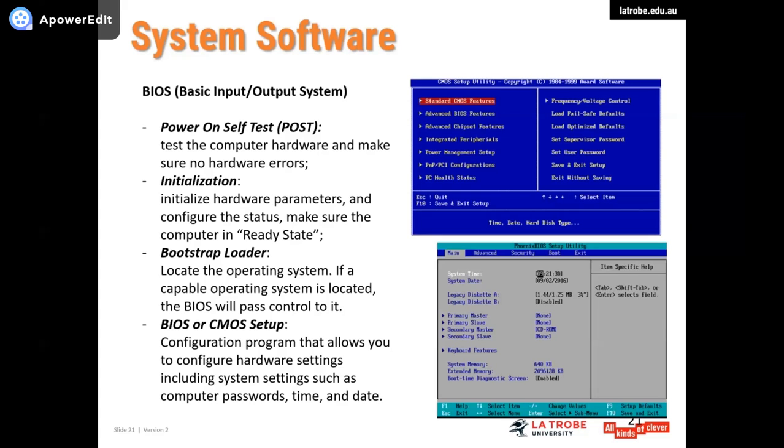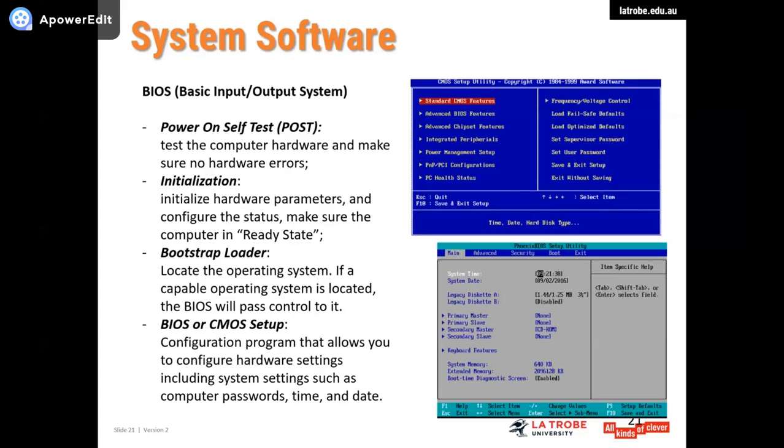Another thing is that if you want to overclock your CPU, you can use BIOS to change the frequency or even the voltage of the CPU. In this way, you can easily overclock your CPU. So that's what's interesting about BIOS.